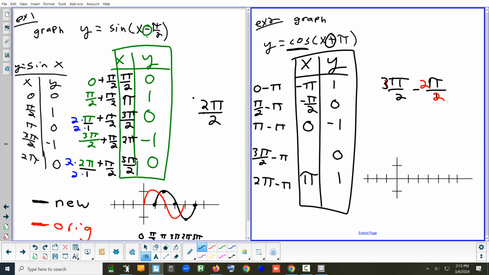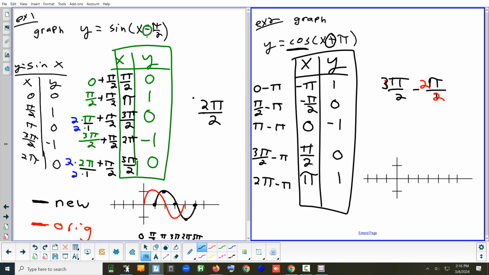5 over 2. That's going to be pi over 2. Yep. And again, the pattern: negative 2 pi over 2, negative 1 pi over 2, 0 pi over 2, 1 pi over 2, 2 pi over 2, 3 pi over 2, 4 pi over 2, and so on. And that's it. That's your table. Okay. Any questions on the table?